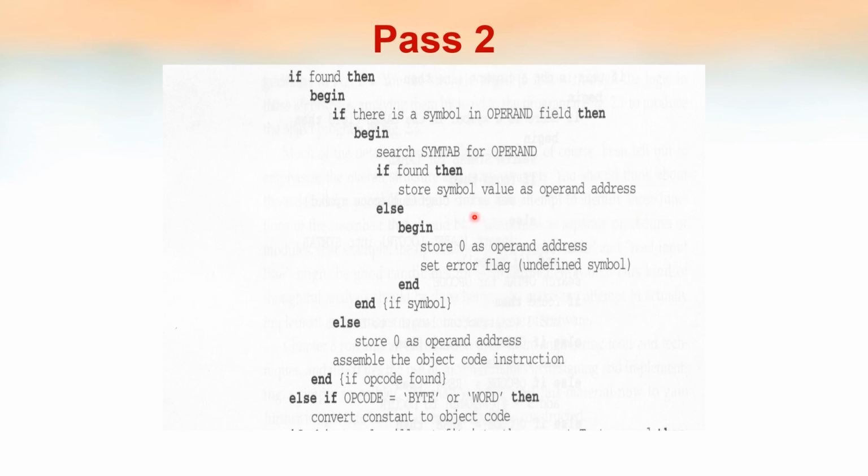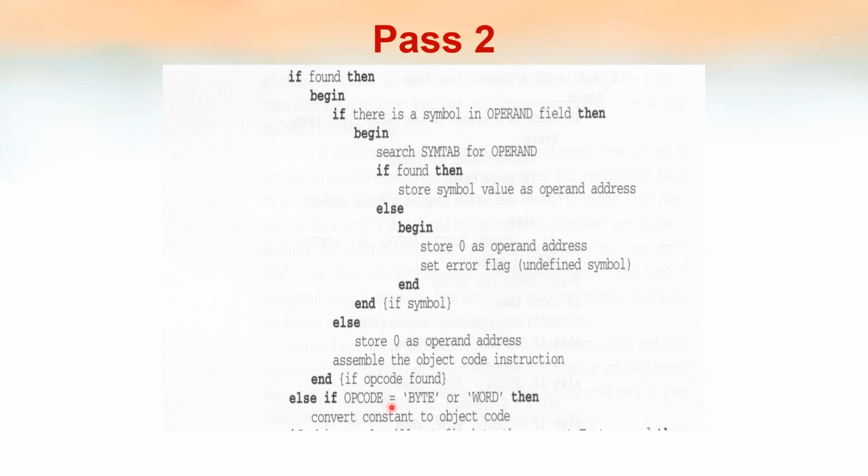Else, store 0 as the operand address. If the symbol is not in the SYMTAB, it is an undefined symbol, so we have to set the error flag. Then end; else store 0 as the operand address. If there is no symbol in the operand field, then we can put 0 as the operand address. Assemble the object code instruction. Assemble means the opcode value and the operand value together we have to write.